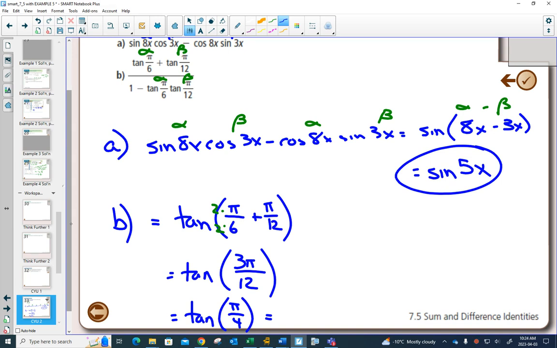Now test your mental math skills from your pi plate. Do you remember tan pi over 4? It is 1. So this one we could evaluate. And circle the questions 4 and 5.